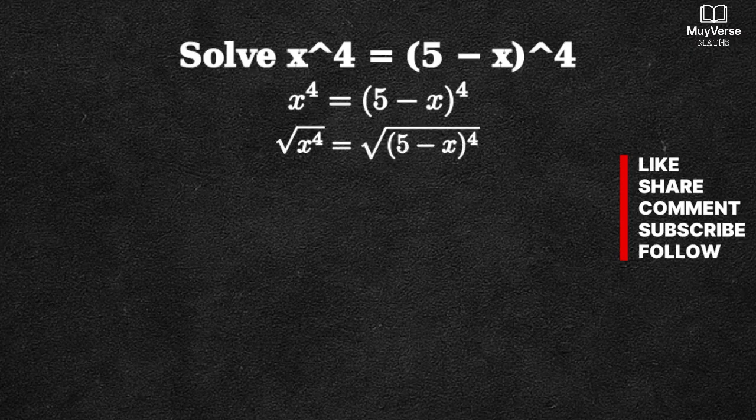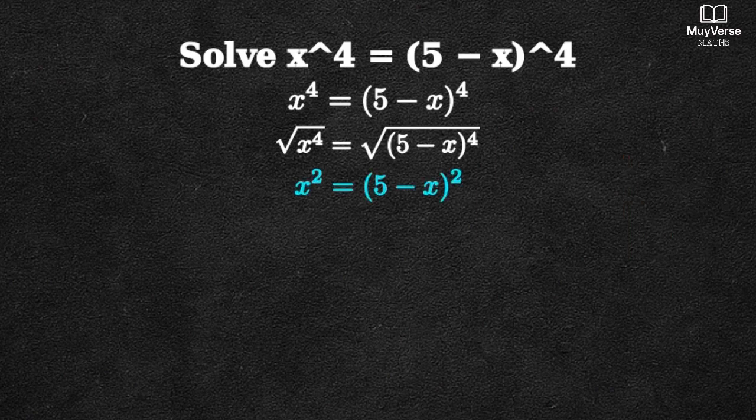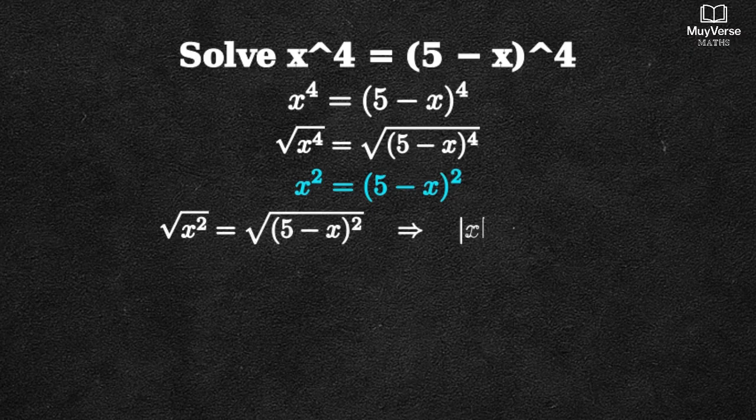This gives the square root of x to the fourth equals the square root of (5 minus x) to the fourth. So we get x squared equals (5 minus x) squared. Step 2. Take the square root again. Remember, the square root of a square gives an absolute value. So we get absolute value of x equals absolute value of 5 minus x.